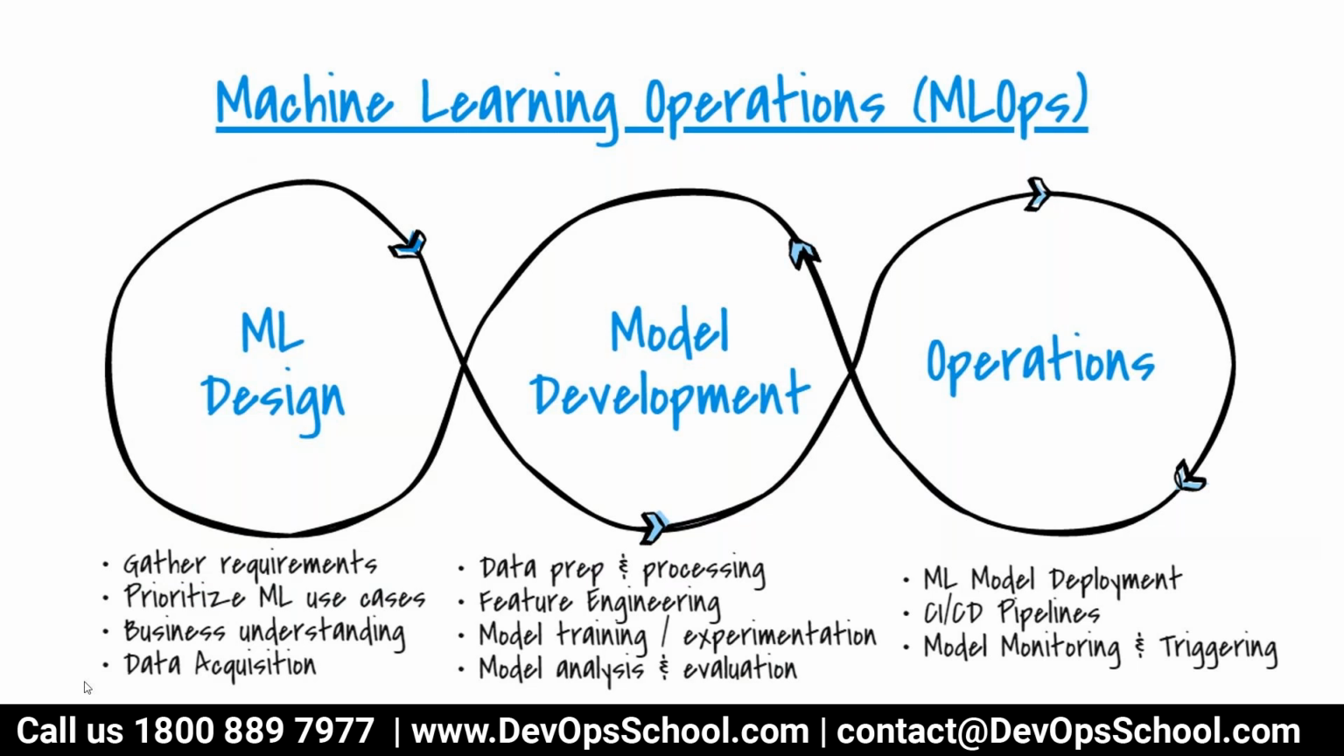So you need to know everything, but most of the work will be there in the operations only. Okay, so ML design, which includes gathering requirements, what kind of model you want to design, prioritizing the ML use cases, business understanding, and data acquisition, from where you get the data. Remember that to develop a model, you need data.